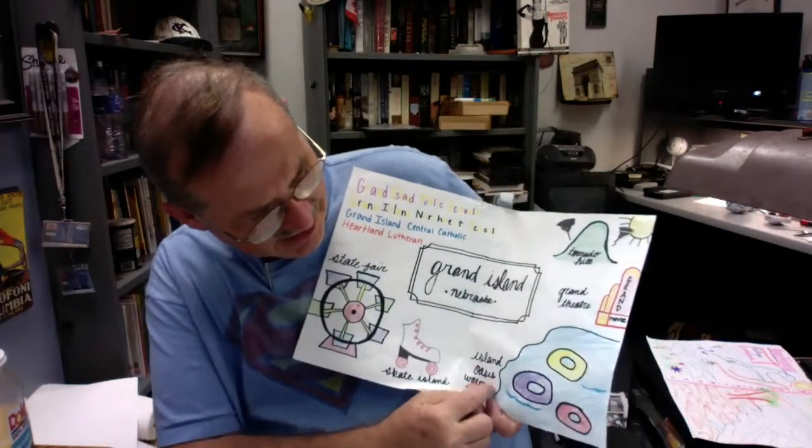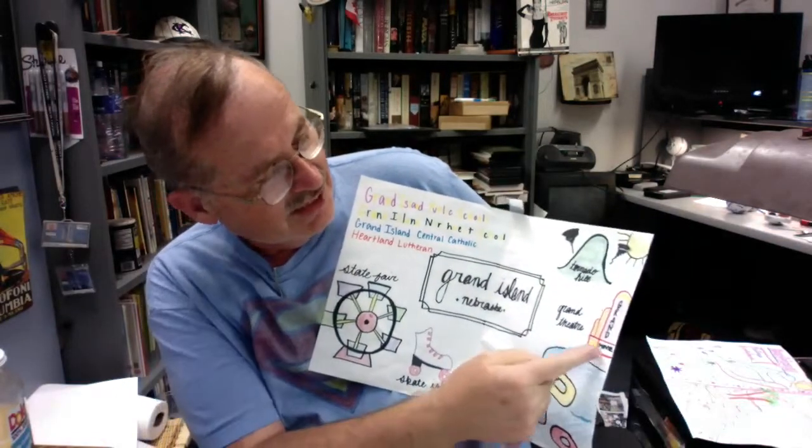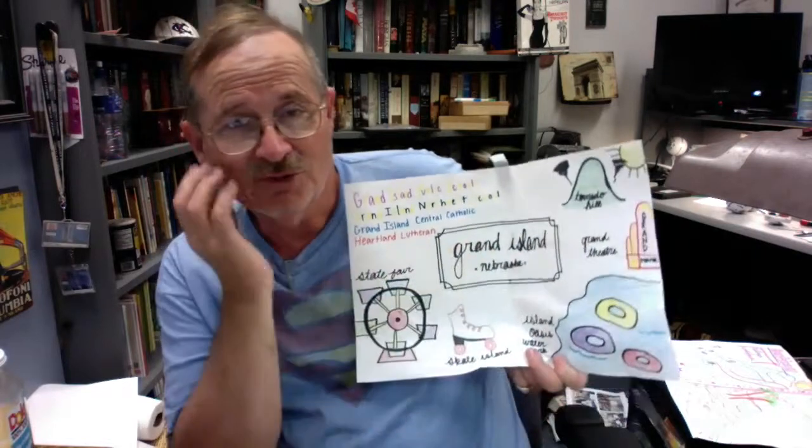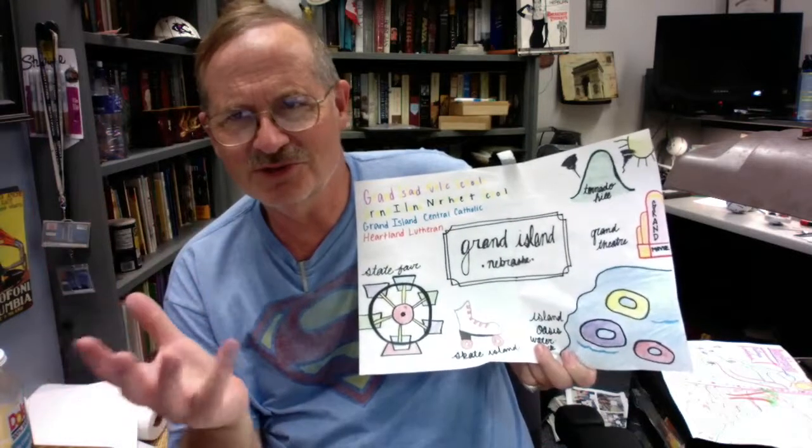You see the Island Oasis Water Park and Grand Island Movie Theater, Tornado Hill, which if you're from Grand Island, you know there's a Tornado Hill. They had the Night of the Twisters in 1980, about 35 years ago. I don't know much about it, but I've seen the movie.